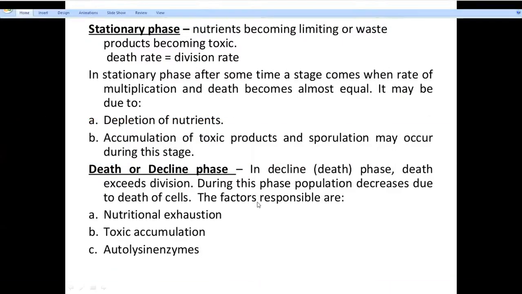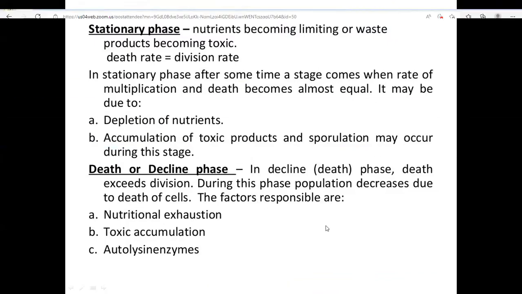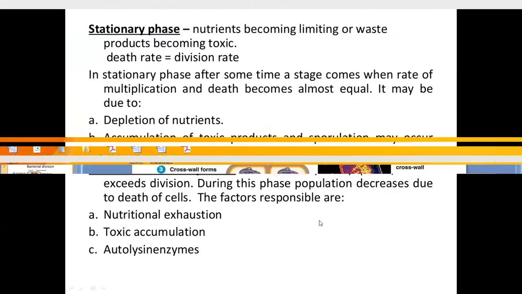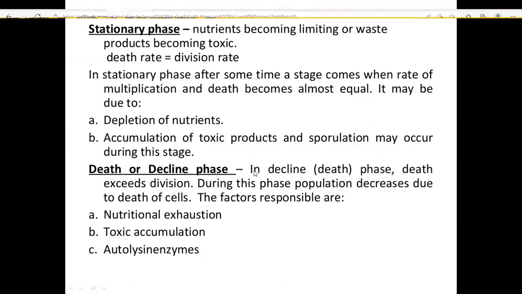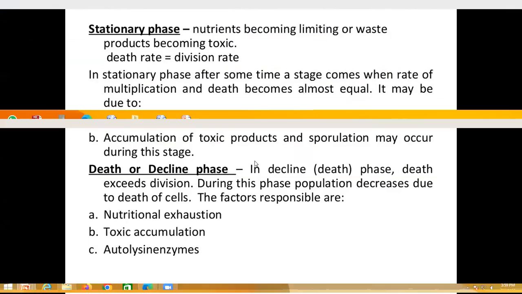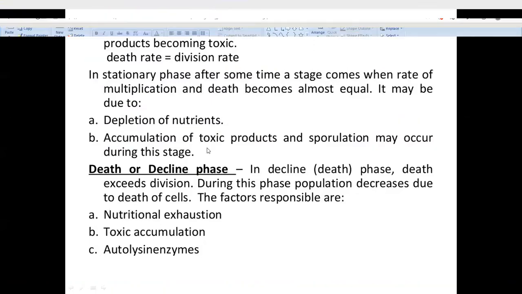And the next phase is the death phase. Here, the death of the cells will happen at a faster rate due to exhaustion of nutrients, toxic accumulation, or autolysis. Autolysis means cells will break.